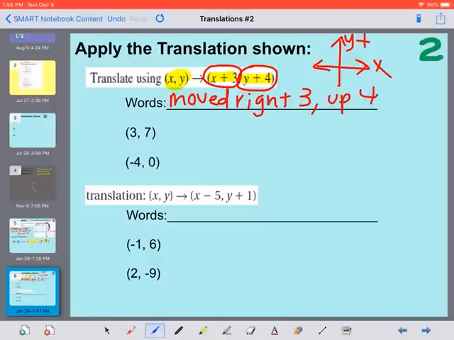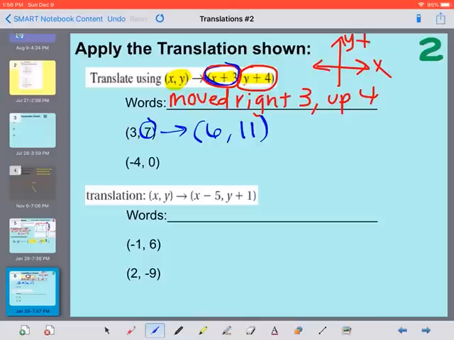So let's take these points and move them right 3 and up 4. From here, we take our point, my x term, we went right 3, so we have to add 3 to it. We took our x coordinate and we added 3, so 3 plus 3 was 6. And we took our y coordinate, which is 7, and we're adding 4, which gives us 11. So our new point is 6, 11.